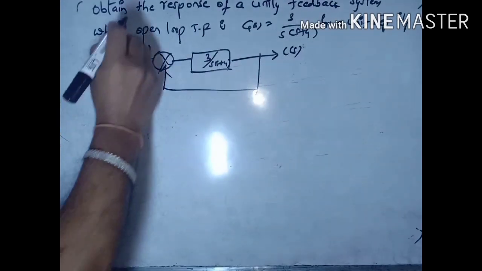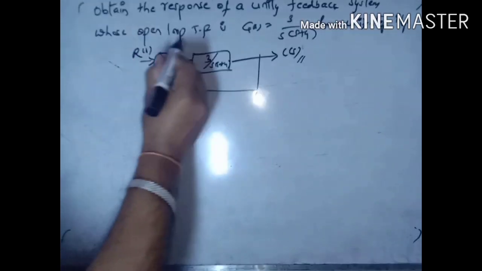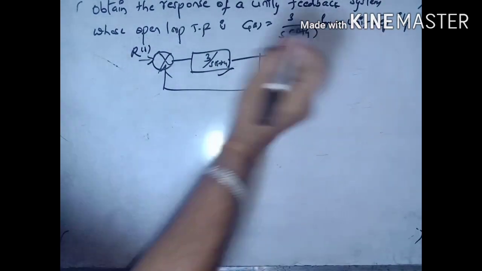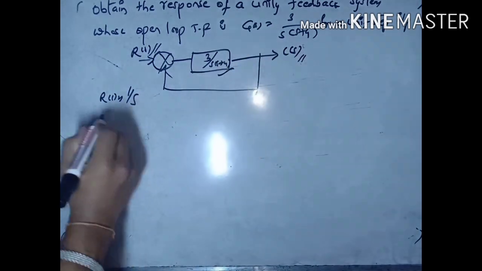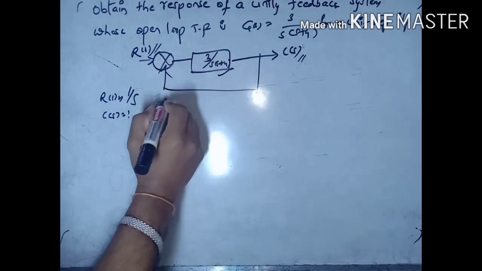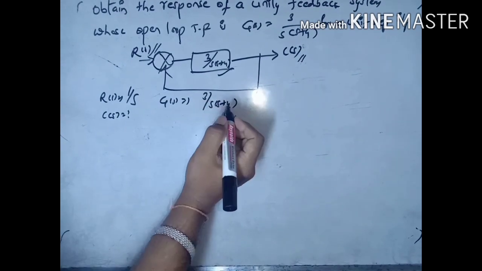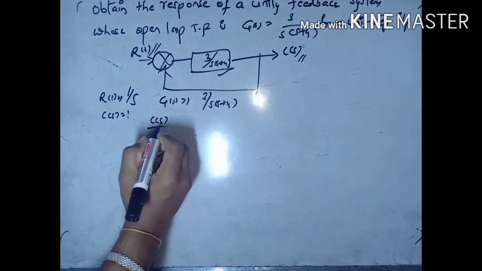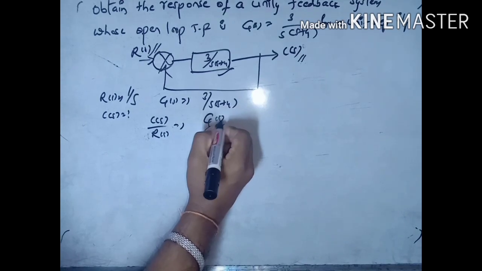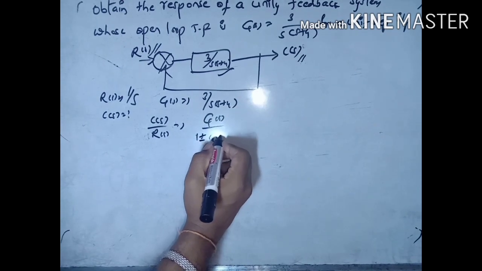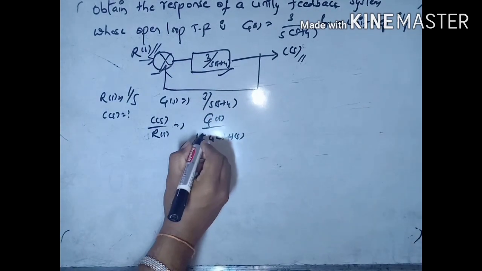So now obtain the response. This response we have to calculate for a unity feedback system whose open loop transfer function is given, for a unit step input. R(s) is a step, that is 1/s, and we have to calculate C(s), and we know the value of G(s), that is 3/(s(s+4)). From the concept of a feedback system, C(s)/R(s) equals G(s)/(1 ± G(s)H(s)). If it is negative feedback, then we will get plus here.